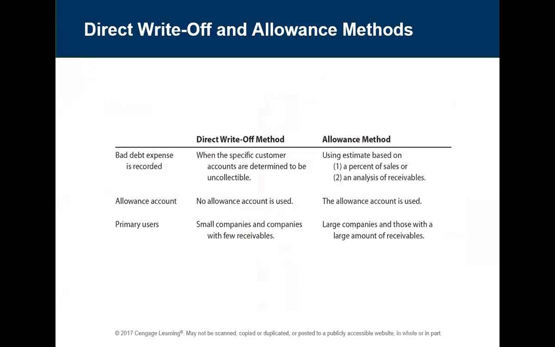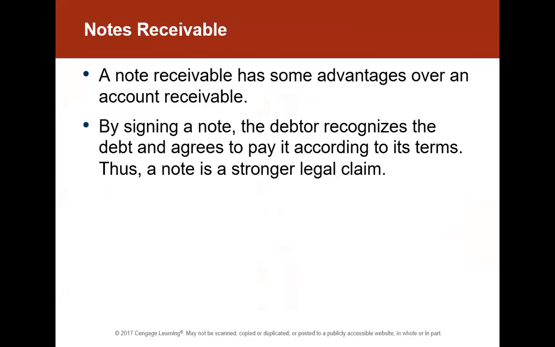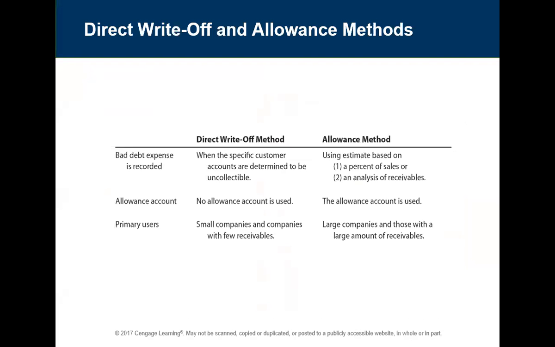So this little slide just kind of compares the direct write-off method to the allowance method. So direct write-off method, the bad debt expense is recorded when we just determine that a person is not paying and we write them off. Bad debt expense is recorded under the allowance method as an adjusting entry at the end of the year. Allowance account, we don't use an allowance account under the direct write-off method, but we do under the allowance method.